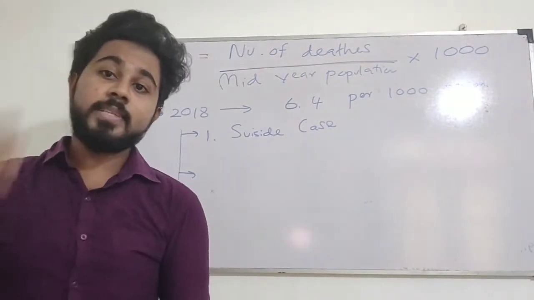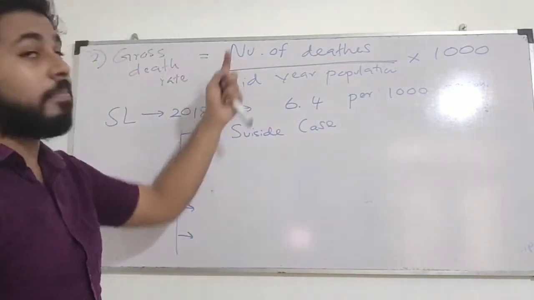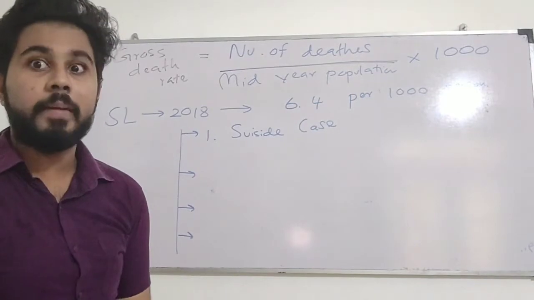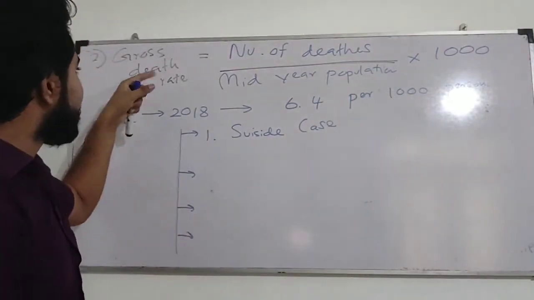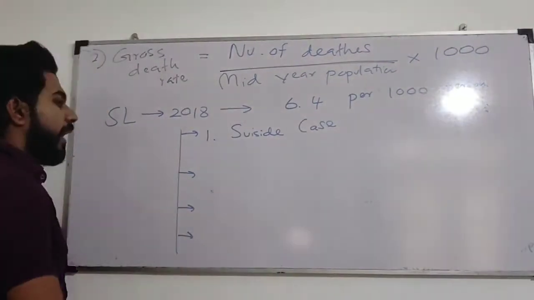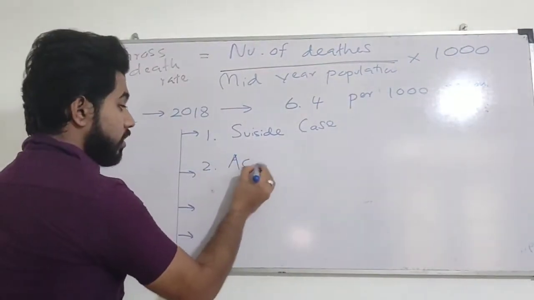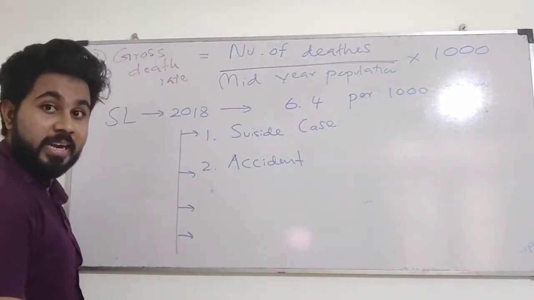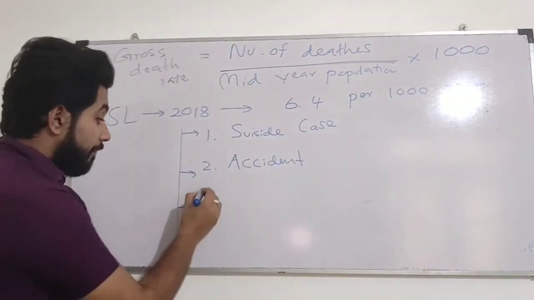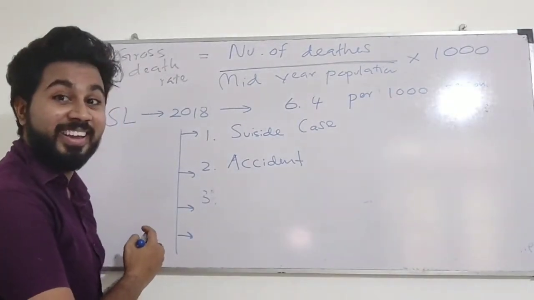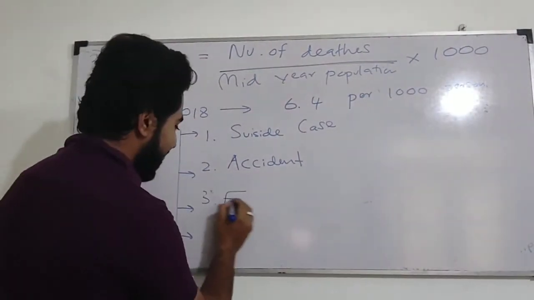If suicide cases increase, what will happen to the number of death cases in Sri Lanka? Yes, it will increase rapidly, and it will increase the gross death rate. Next one, accidents. If accidents go up, the number of deaths will increase and the death rate will go up. And the next one, COVID-19. What is COVID-19? That is an epidemic.